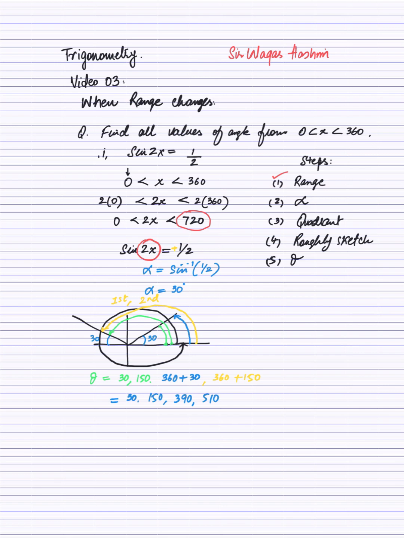And on your left side you are not getting theta. The value of theta is basically 2x, so here you have 2x. You need to find out the value of x here, so you need to divide all of these values by 2. So x is equal to 15, 75, 195, and lastly it's 255. So these are the final values of x.